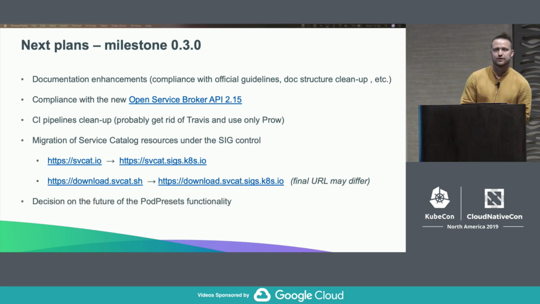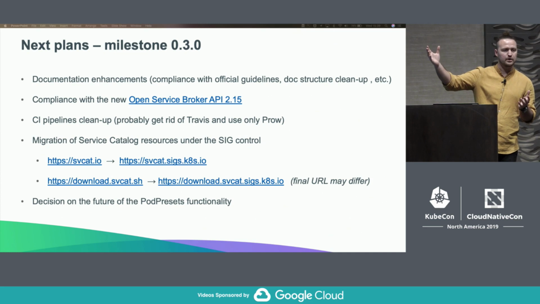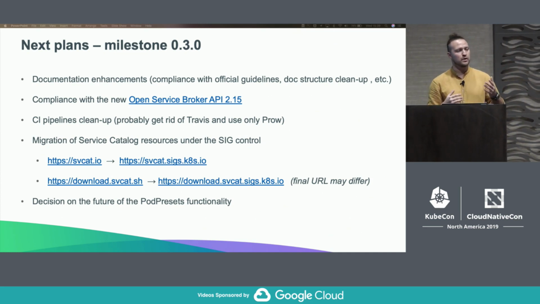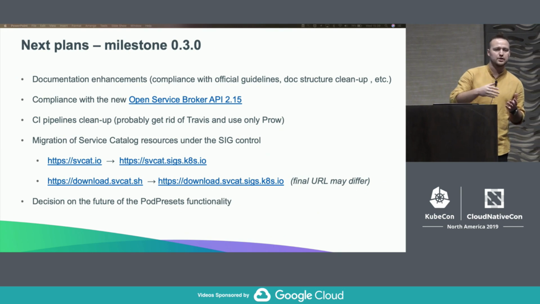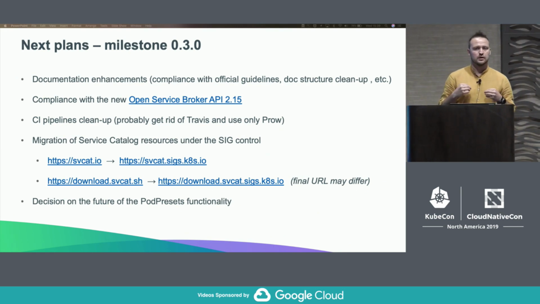Last thing really important for us is also to have a final decision about the pod preset functionality. So right now, when you are creating a service binding, we are fetching credentials from the broker and storing them in a Kubernetes secret. After that, you need to manually inject those secrets into your business application. What we want to do is to do that in an automated way.